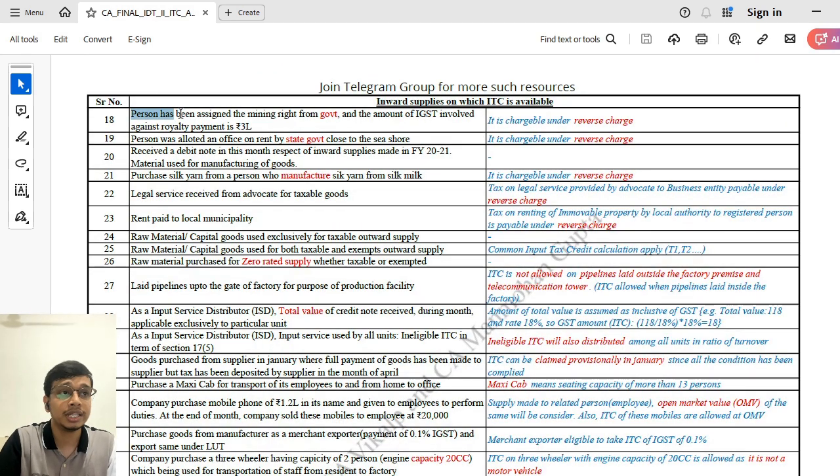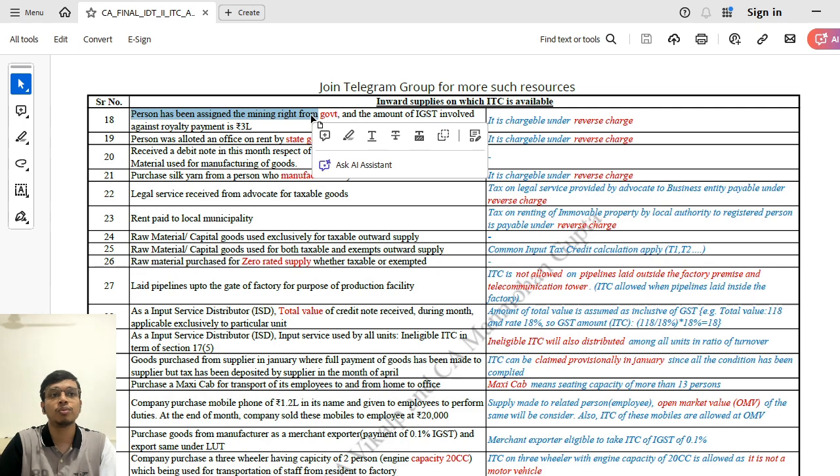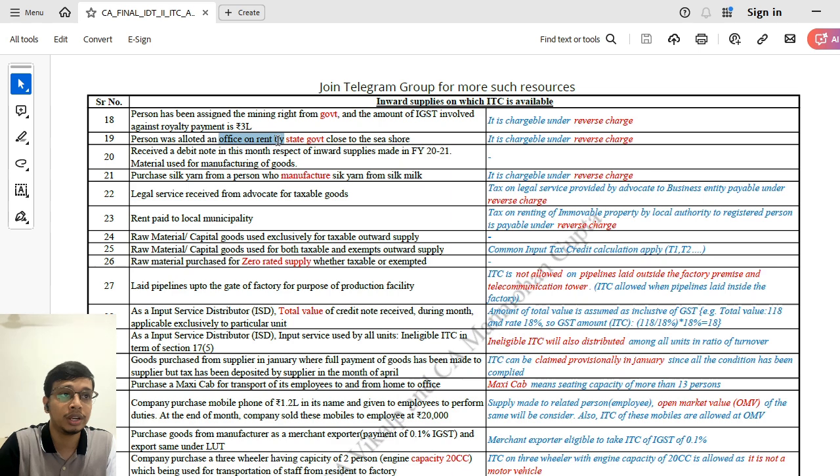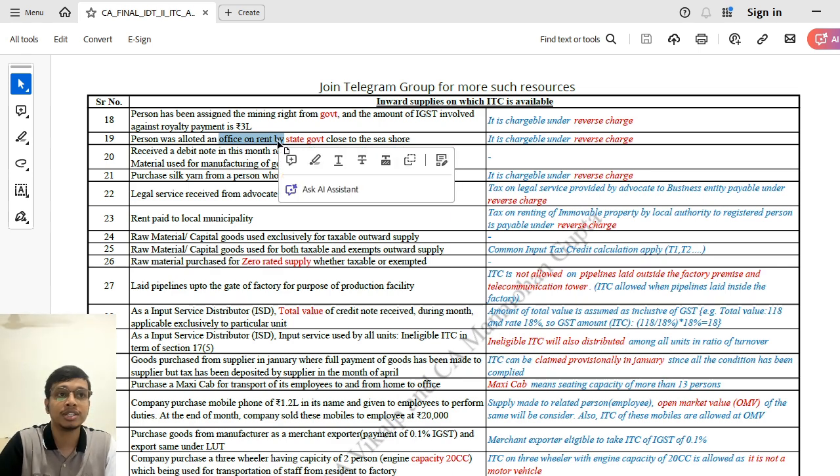Next point, 18th, person has been assigned the mining right from government and the amount of IGST involved in royalty payment is 3 lakh. In that case also reverse charge mechanism applies. Next, person was allotted an office on rent by state government. If we have taken office from the state government, then in that case also reverse charge applies.